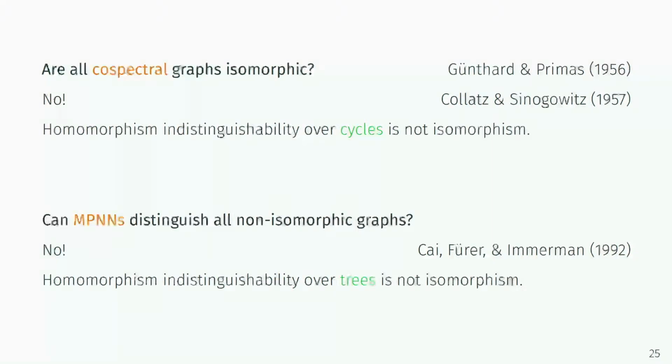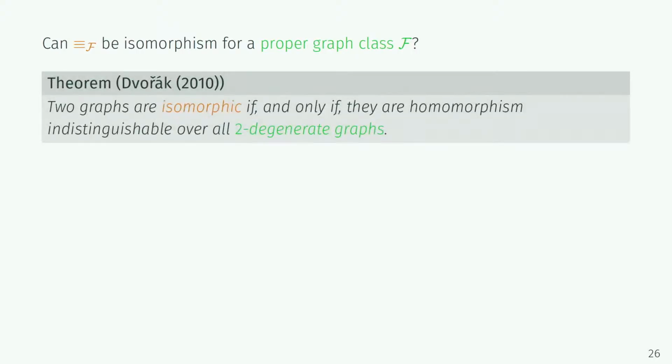So we have two proper graph classes, cycles and trees. They don't contain all graphs, and the relations are not isomorphism. So could the following be true? Can a homomorphism indistinguishability relation be isomorphism for a proper graph class F? I think already in the 60s it was known that the answer is yes. There are trivial examples, and I think the only non-trivial example is this one.